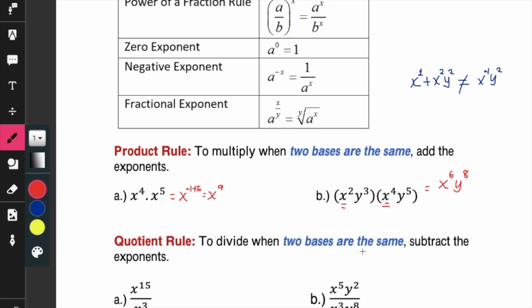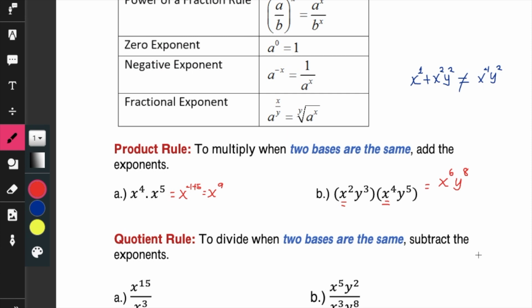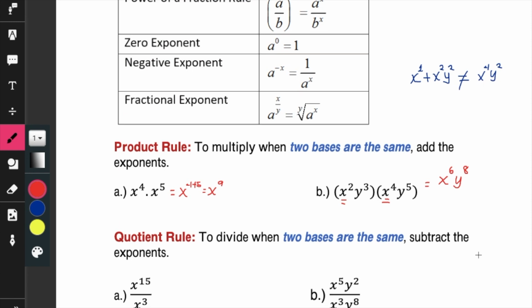Now the quotient rule is just the opposite of your product rule. If you are multiplying exponents with the same base, for the quotient rule, if you are dividing exponents with the same base, you will just have to subtract them. In this case, they have the same base, so you are left with x raised to 12. So 15 minus 3.